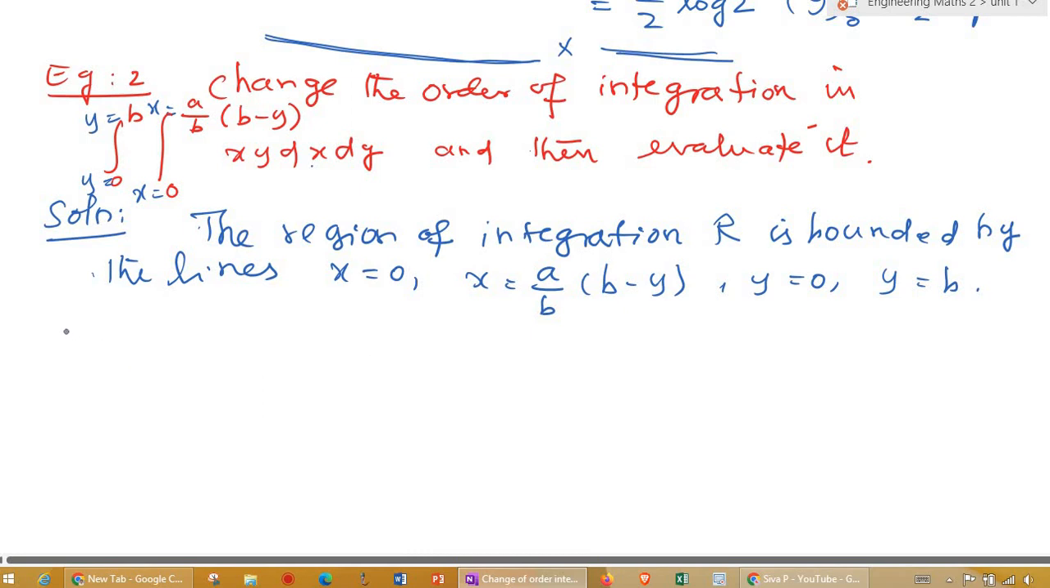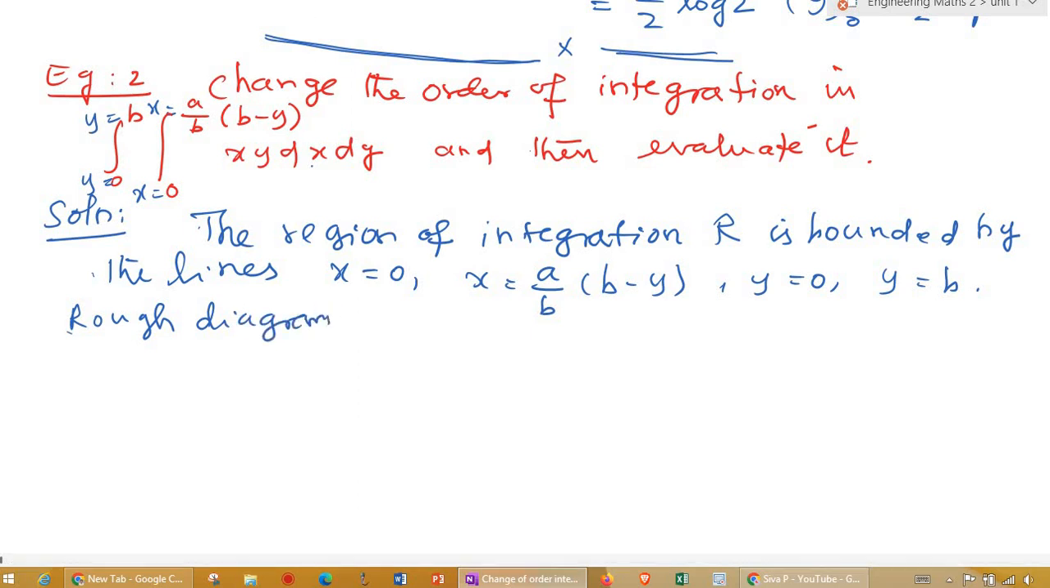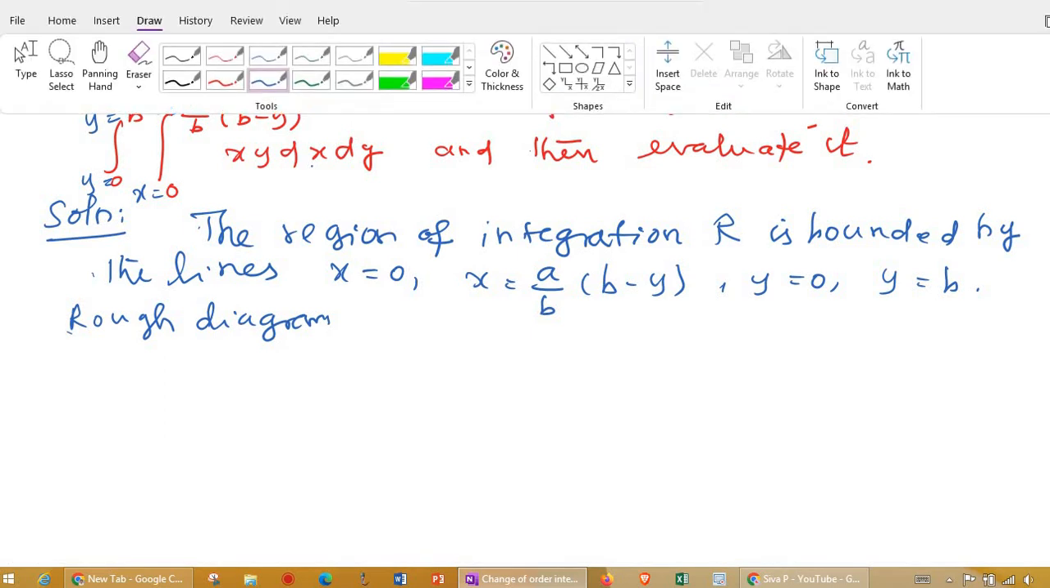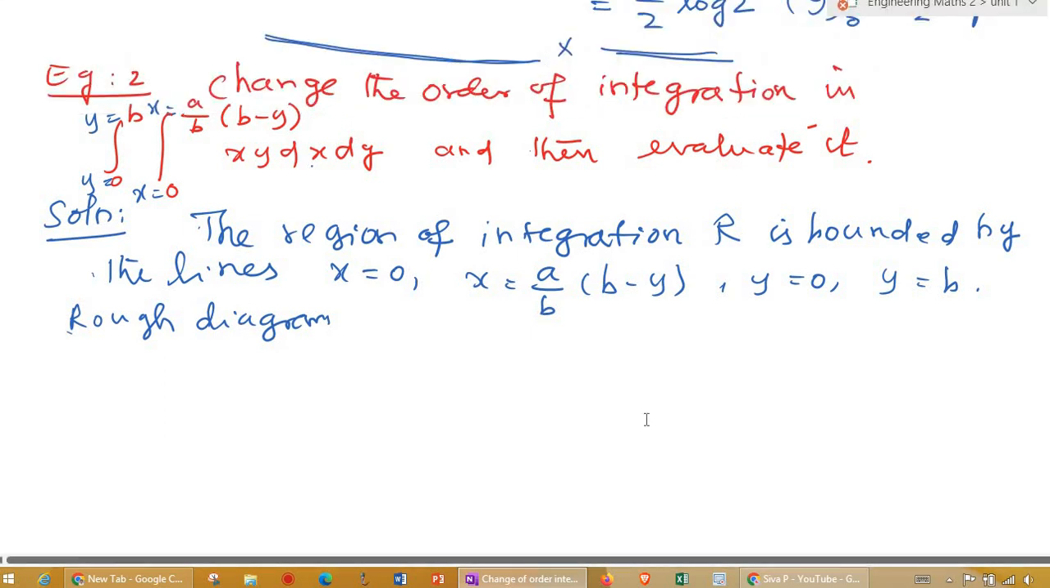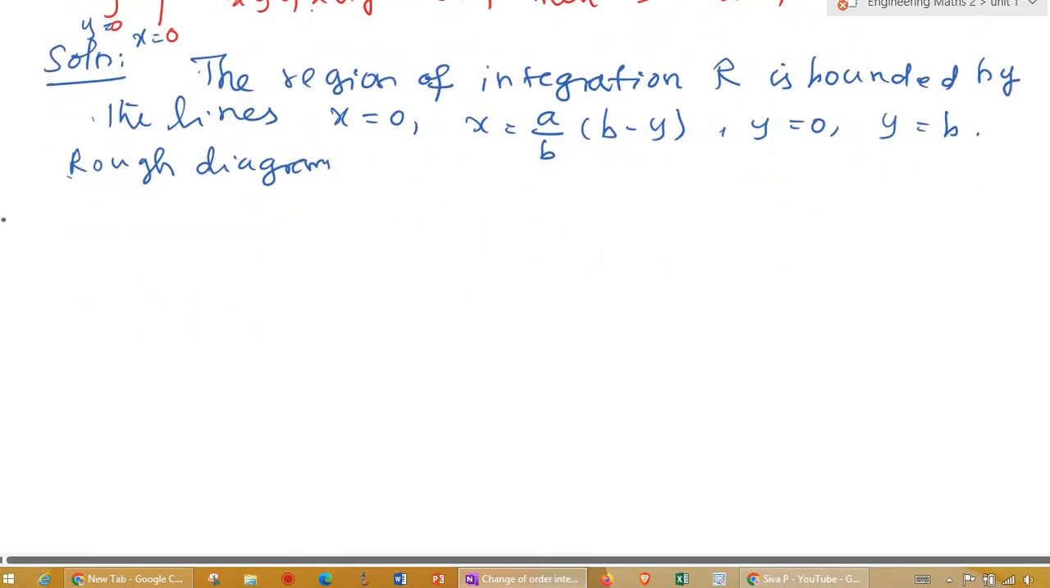You have to draw the rough diagram for this region. How to draw the rough diagram for the region? So here, draw the y-axis and the x-axis. Here you can see that x equal to 0 is the y-axis. And then the second one, x equal to a by b into b minus y is given.